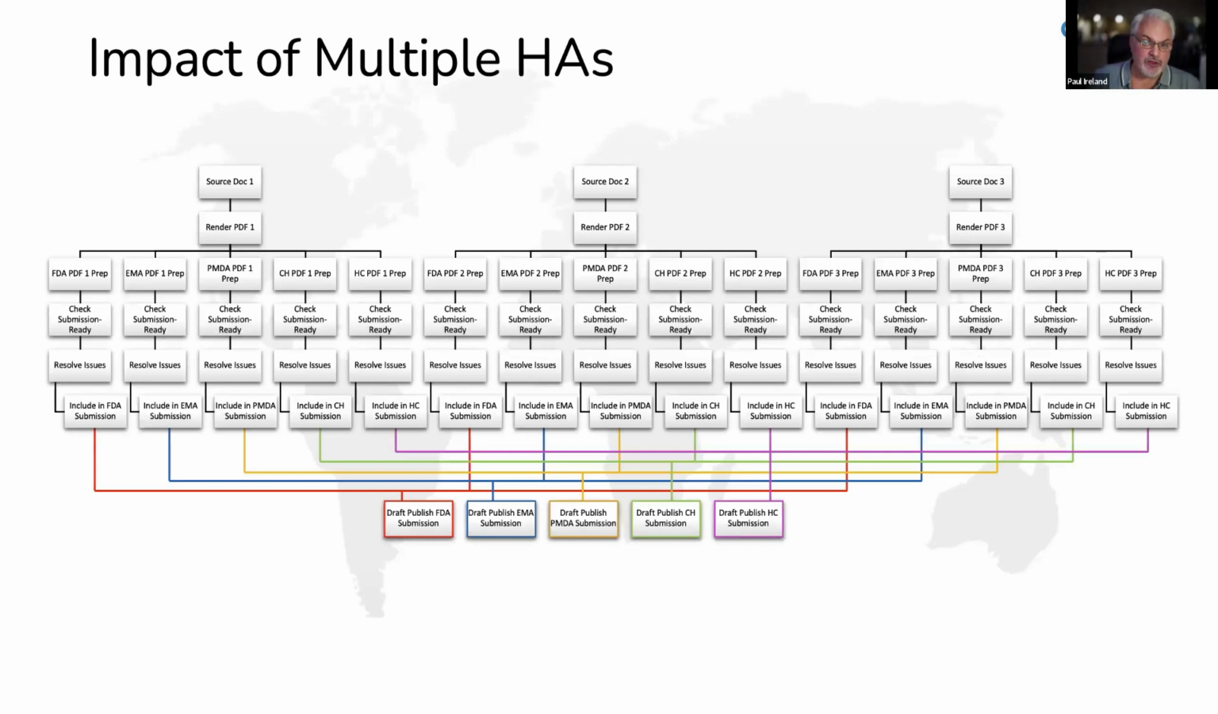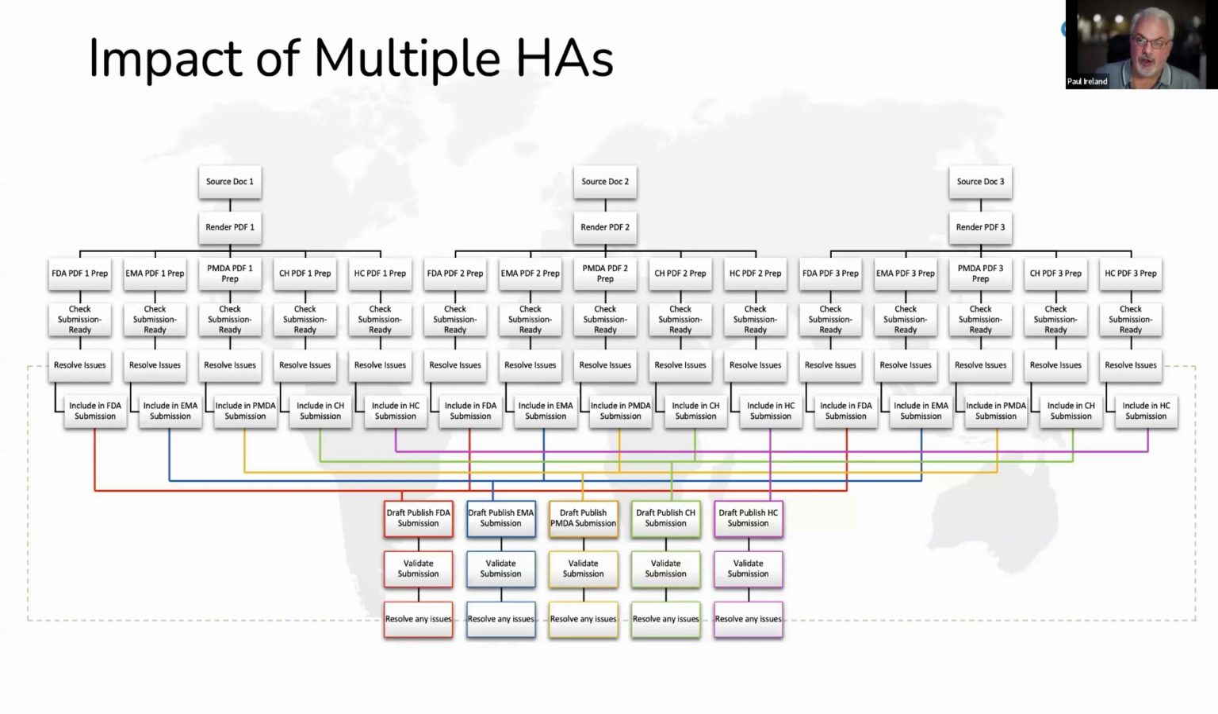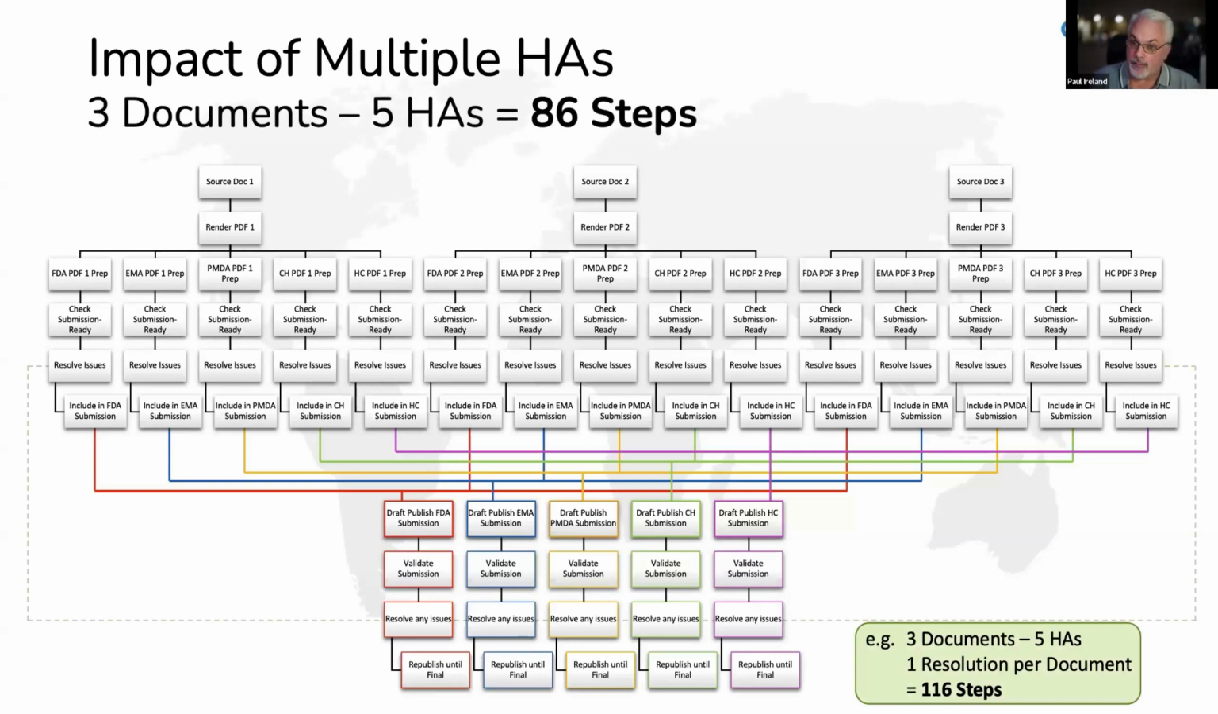You then run a draft publish at some point before you're able to validate, which often will perform some kind of validation on the content as well as part of that validation process. And then you resolve any issues, and you may loop back and go around in circles until ultimately you get your final submission created. In very simple terms, with just 3 documents, at a high level, there are 86 steps, or about 116 if you include 1 resolution per document.